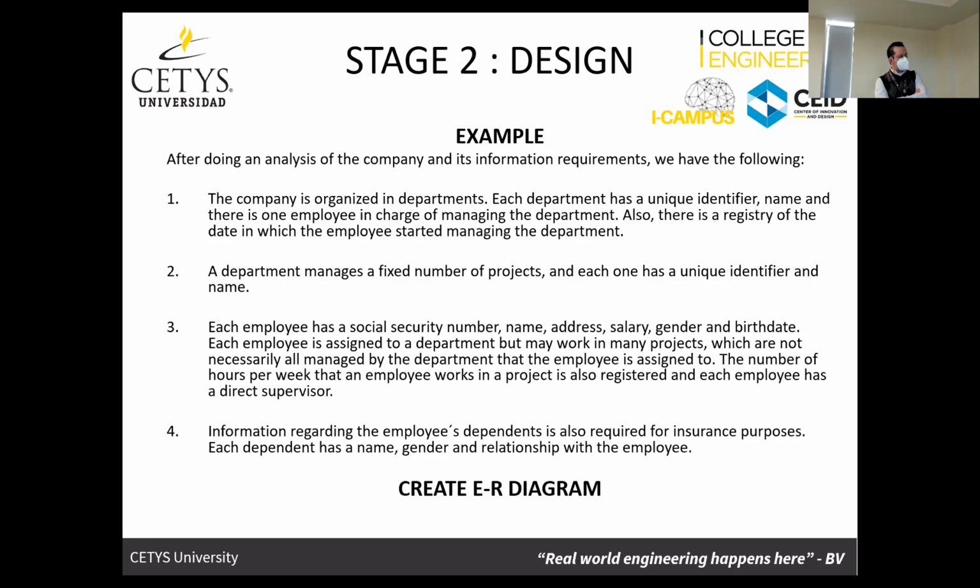Now, we're also registering information regarding the employee's dependents. And this is for insurance purposes. So why would I want information about my son or my daughter, for example, as an employee? Because I have an insurance policy and the dependents are included in the insurance policy. So the organization manages that as well. Each dependent is going to have a name, a gender, and a relationship with the employee, okay?